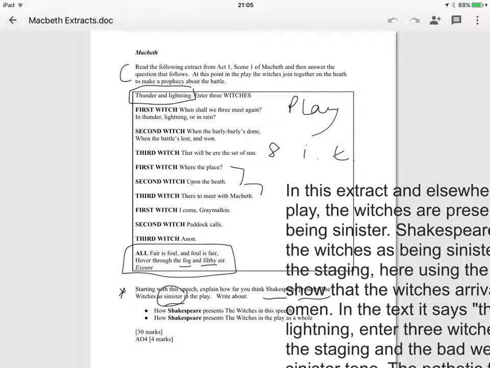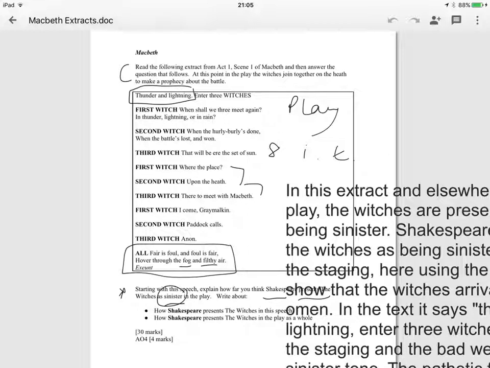of the storm also suggest that the witches' arrival signals something supernatural and foreshadows something negative to come."